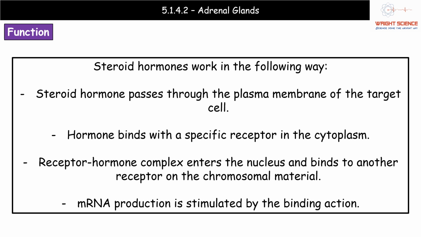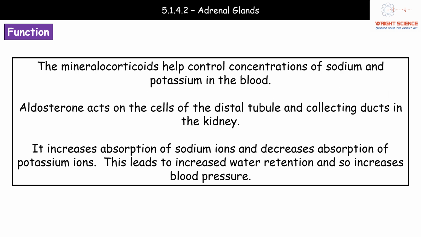So quite simply what we're seeing here is once that hormone has entered the cell, binds to a receptor found in the cytoplasm, that forms the receptor hormone complex that enters the nucleus, binds with another receptor on that DNA, and as a result of that binding, we get the stimulation of mRNA production. Let's have a look at some example hormones in more detail and what they're actually going to do.